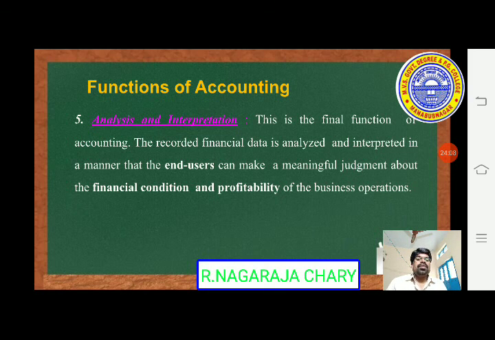With the help of the past data only, the management, end users, decision makers or the investors, whoever it is at top level management, may take decisions based on the financial condition and the profitability. Then the business operations will be run smoothly. The people at the top level may take decisions fruitfully, to run the business in a fruitful manner. So these are the functions.